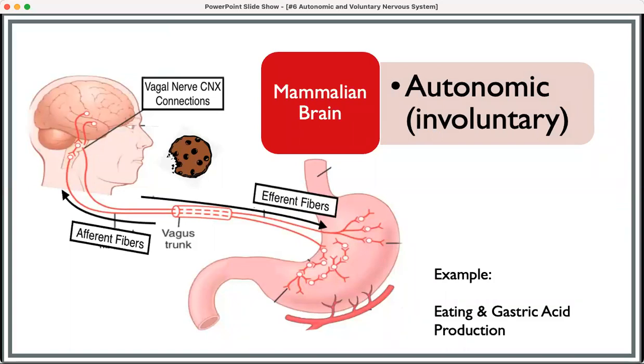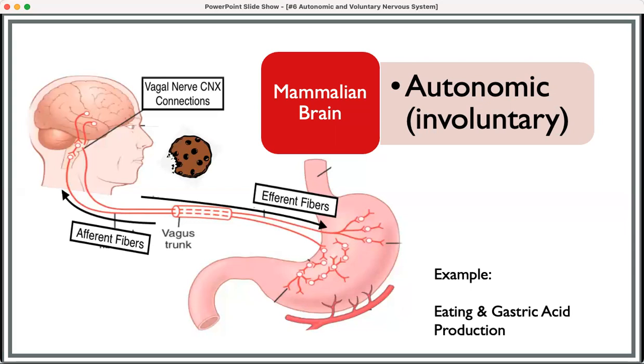So now let's go to the involuntary part of your brain. We're going to start with the mammalian part, where the example I give is that you take a bite of cookie, and the food drops into your stomach, and the involuntary fibers of the vagus nerve innervate the stomach, and it picks up that there is food in the stomach, and it initiates a response of gastric acid production.